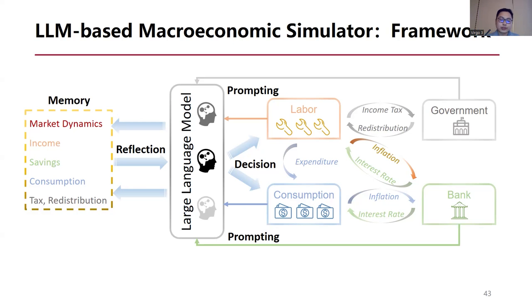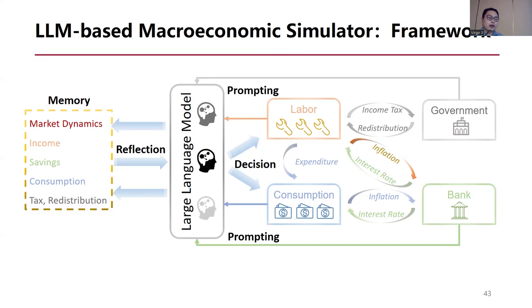And further, the individual's actions can impact the dynamics of the labor markets and consumption markets. This is very easy to understand. If all the users spend money, want to buy the products, the product's price will increase. So it's basic economic knowledge.